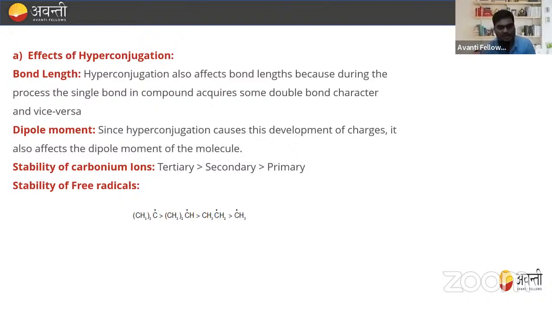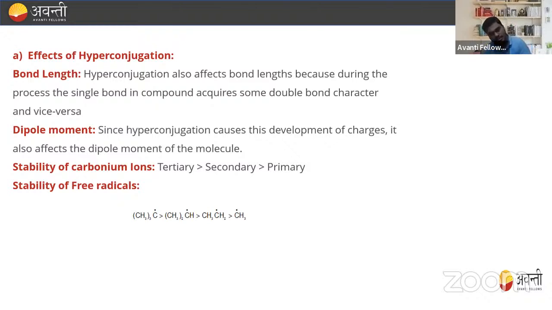So what is the effect of hyperconjugation? Hyperconjugation also affects the bond length, because during the process the single bond in the compound acquires some double bond character and vice versa. Similarly, the dipole moment: since hyperconjugation causes development of charges, it also affects the dipole moment of the molecule.